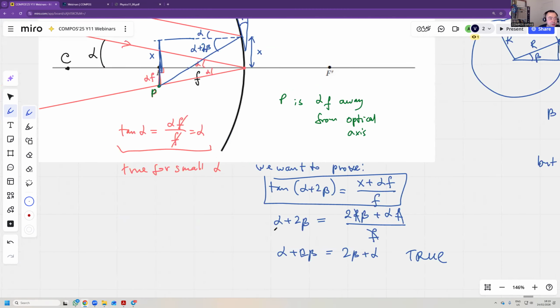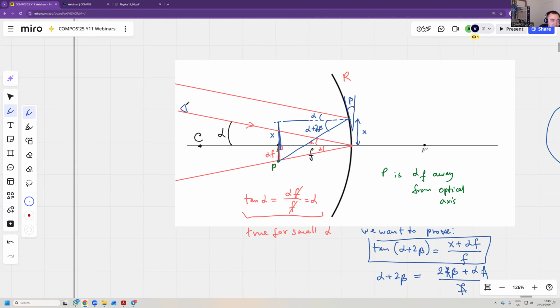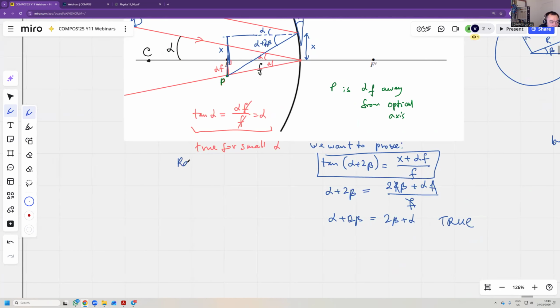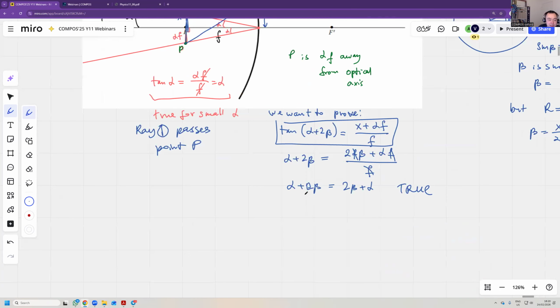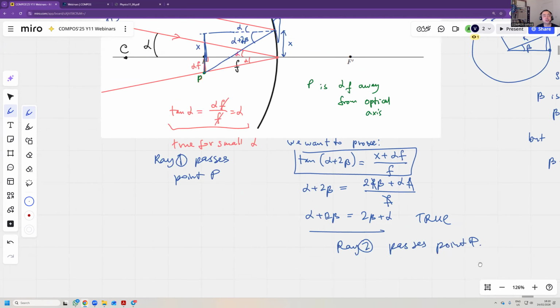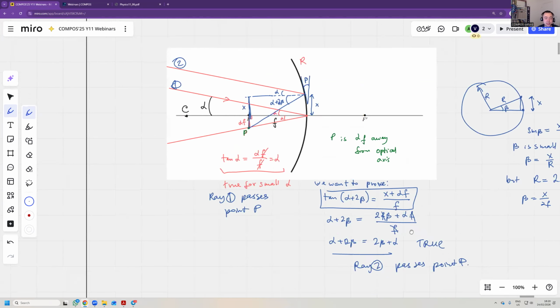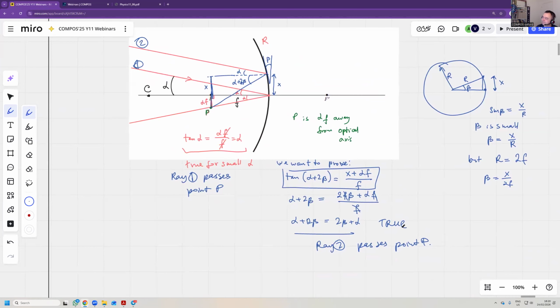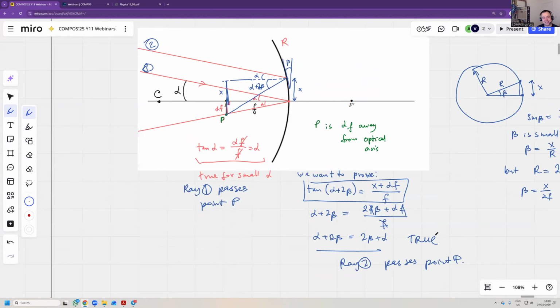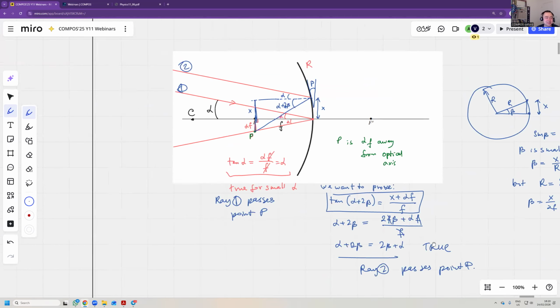So that means that the second ray, so let's label them. There's the first ray, and the second ray. True for small alpha. So ray 1 passes point P. And this means that, the fact that this is true, ray 2 passes point P. And thus we have proved that the two rays meet at a point P, which is alpha f away from the point. I hope that makes sense. I think it's one of the harder questions of today.